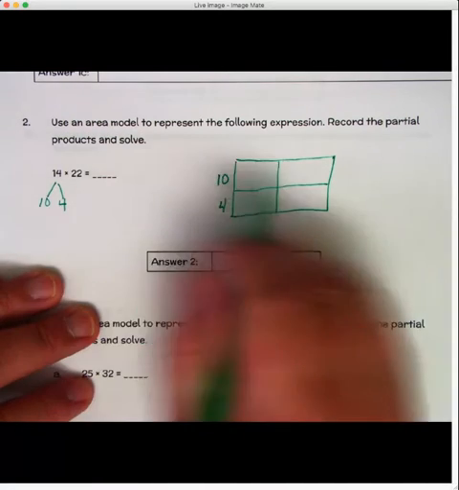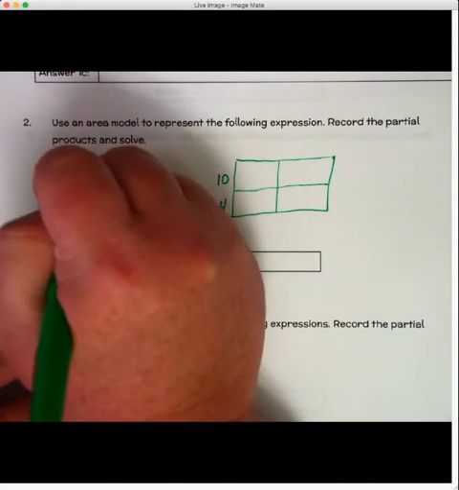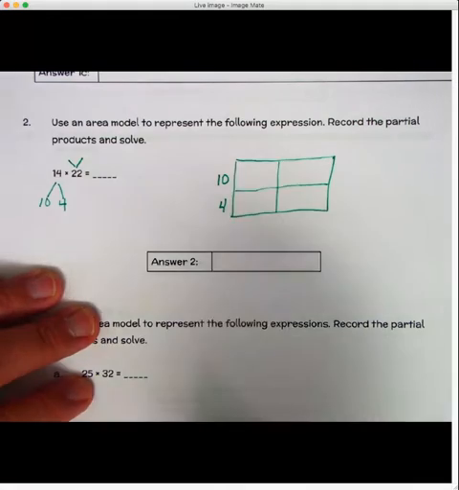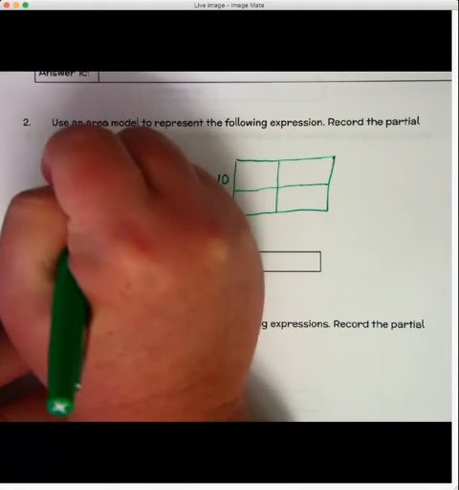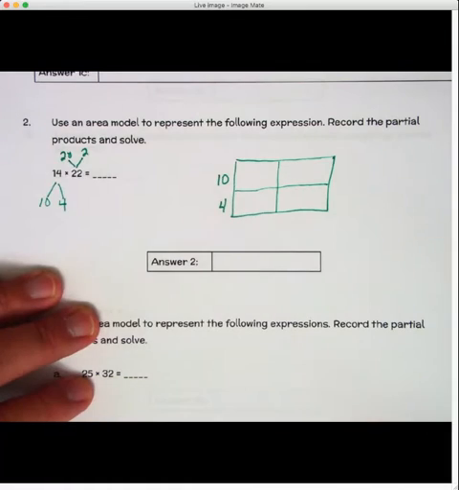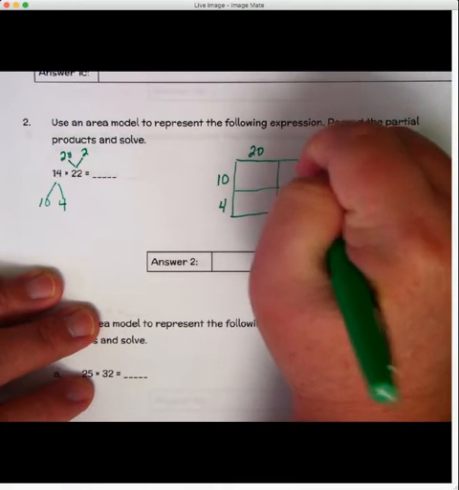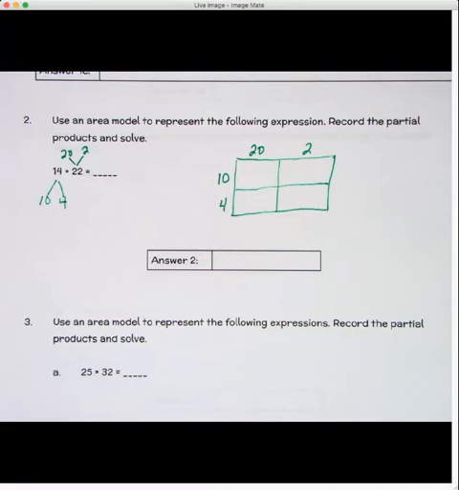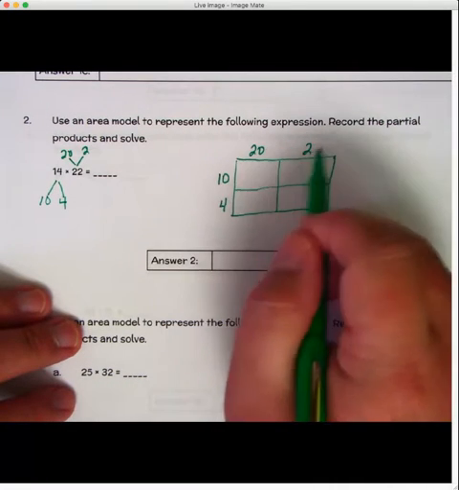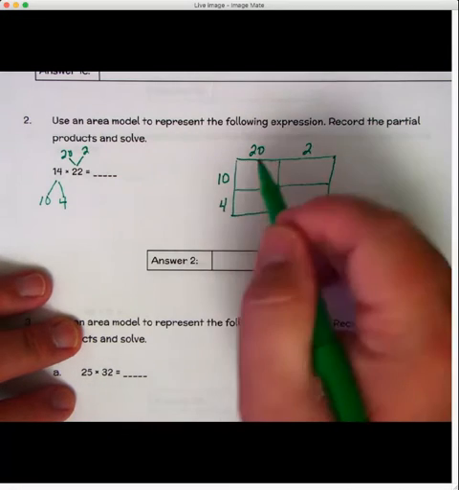Now we've got to put the second number across the top here. What's a 20 and a 2? 22 would be a 20 and 2 more. We've got 2 tens and 2 ones. So it's 20 and 2. Okay. So we've got our numbers above our boxes. Now we have to multiply each box. So let's start with a hard one first.